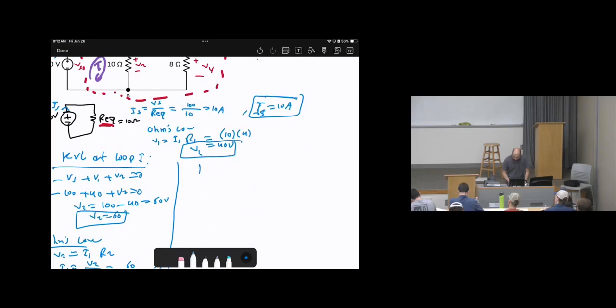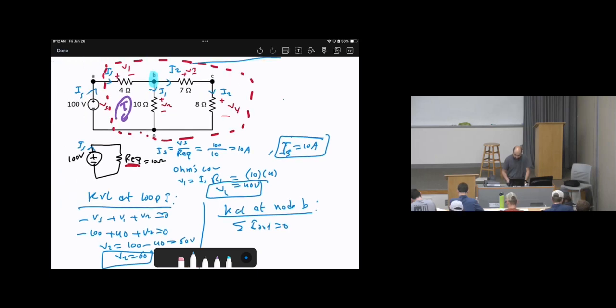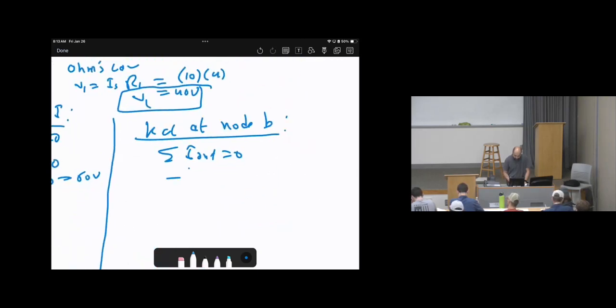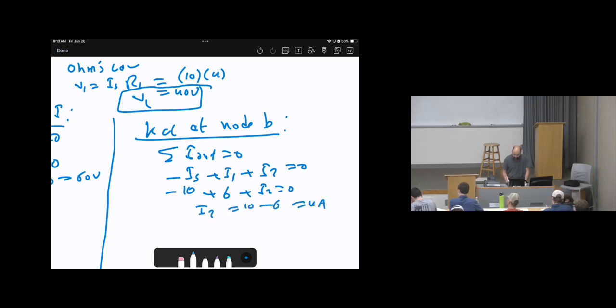Therefore, when we do KCL, keep in mind you need to write where you are applying your KCL. So at node B, the sum of leaving currents equals 0. I source is entering, so negative I source. I1 is leaving, plus I1. I2 is leaving, plus I2 equals 0. Substitute the values: negative I source, which is 10, plus I1, 6, plus I2 equals 0. Therefore I2 will be 10 minus 6, which is 4 amperes. I2 equals 4 amperes. That's it.